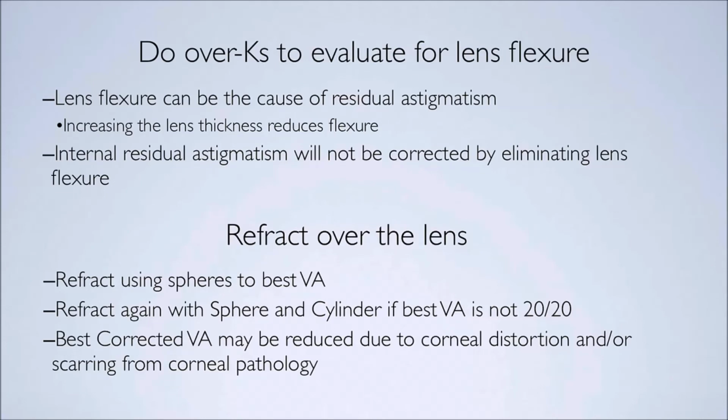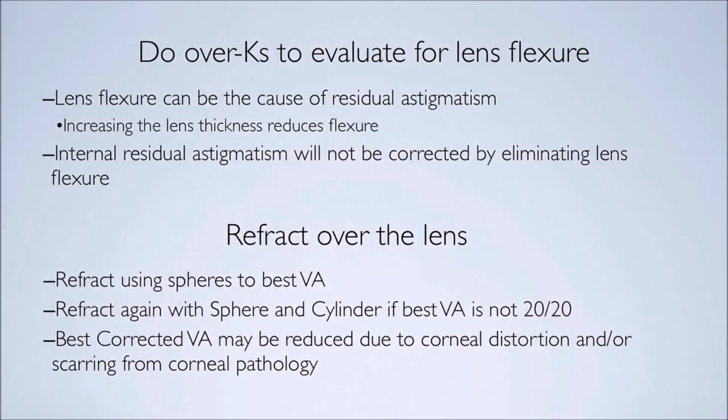After I do my K readings, I do a refraction over the lens. I refract using spheres to best VA. I quite often like to do this outside of the phoropter because it's a little more convenient and I feel I get a more natural response. But if I'm not getting good vision with spheres, I'll then refract with spheres and cylinder. I like to use my retinoscope and objectively see what the refraction looks like. I want to be able to correct the patient to their best vision. And remember, sometimes these patients' best vision isn't 20/20. I will trial frame that and see how the patient responds.